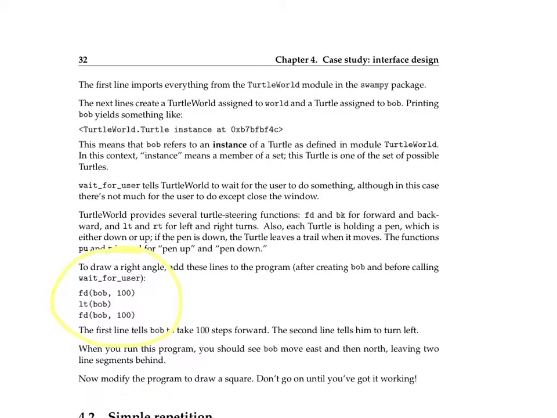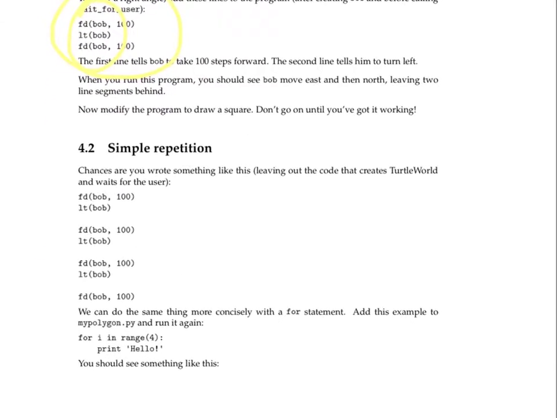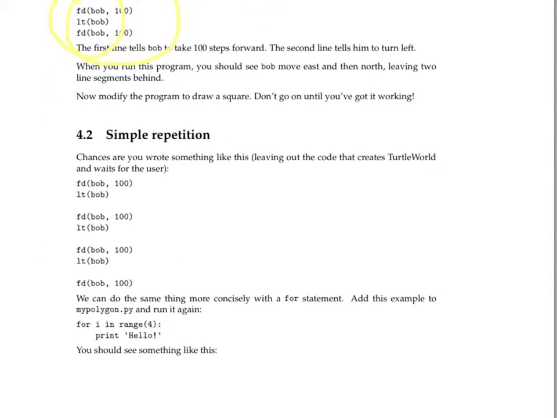FD is the shortcut for forward, LT for left, RT for right, and if we slide down a bit, we can see that here is a simple program for drawing a square. Forward, left, forward, left, forward, left, and then no left at the end here. And you should be familiar by now with this method of using a for loop with a range statement to do something 4 times.